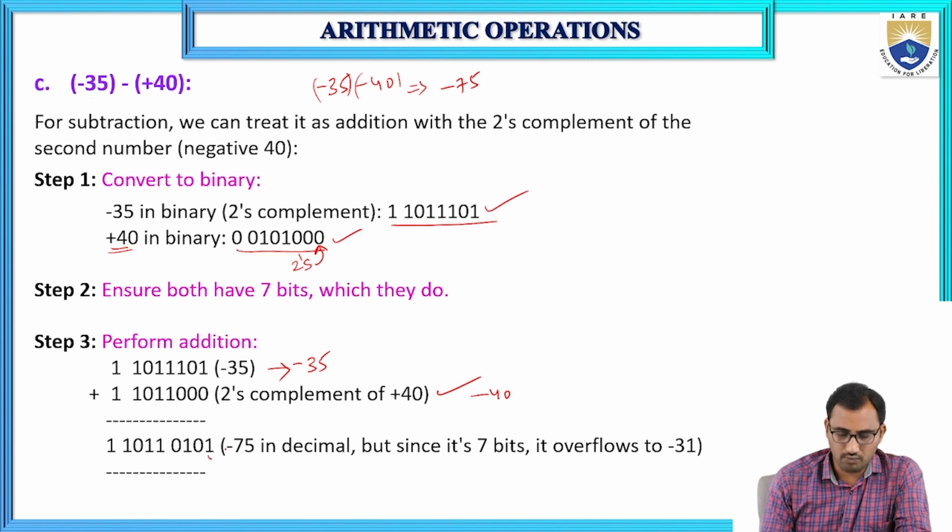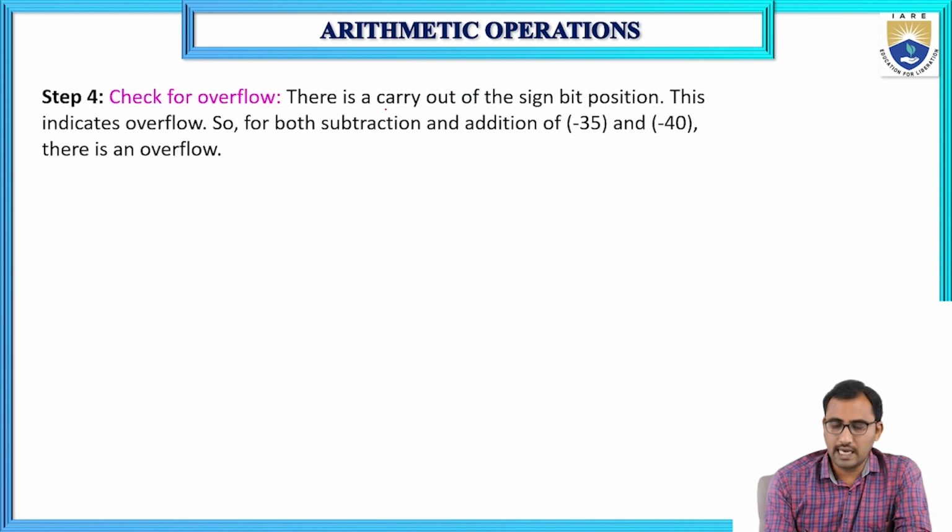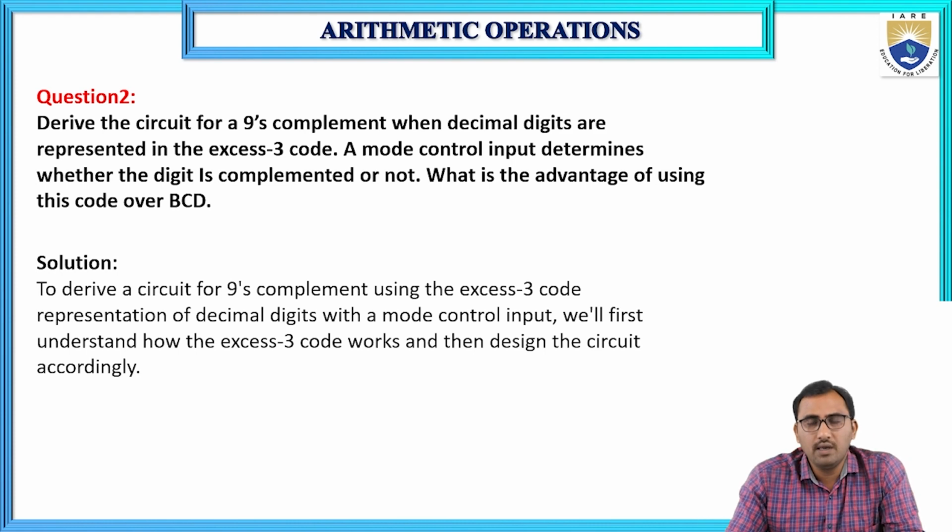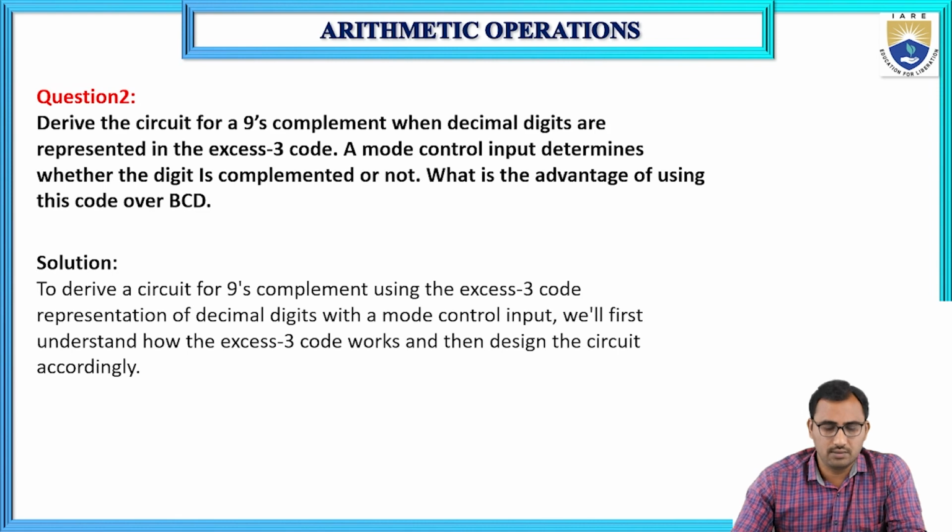So 1 plus 0, 1; 0 plus 0, 0; 1 plus 0, 1; 1 plus 1, 0 with carry 1. So here 1 plus 1 is 0 with carry 1. So there is an overflow here. So the result is minus 75. The carry out of the sign bit position indicates overflow. In that way, we can solve the arithmetic operations. You can perform any addition or subtraction like that.